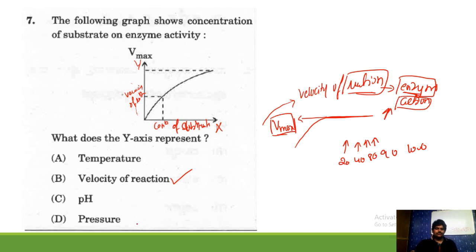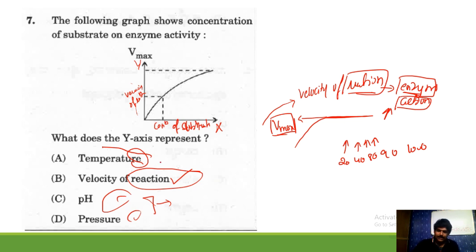Temperature, pH, pressure, these are all other factors which affect the enzyme activity. So the answer is the velocity of a reaction. Okay, then let's study some more here.